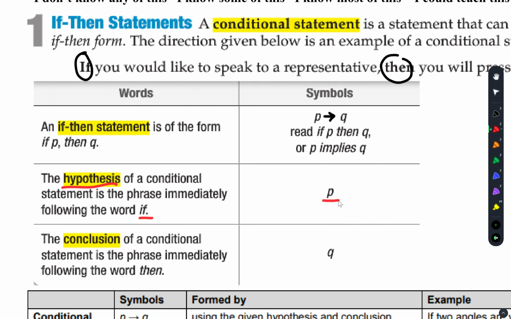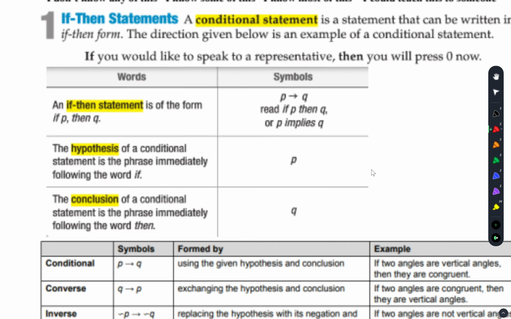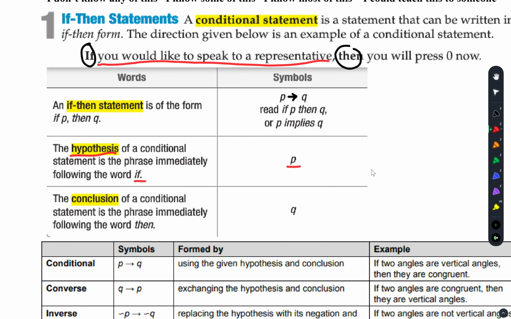And in this example, my hypothesis is you would like to speak to a representative. Notice, I don't include that word if in my hypothesis. If is just one of those filler words. On the other side, after the word then, we have the conclusion. The conclusion is represented by the letter Q. And again, it's all those words that follow the word then. In this example, you will press 0 now is our conclusion.